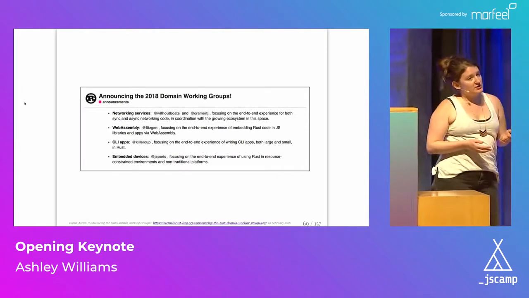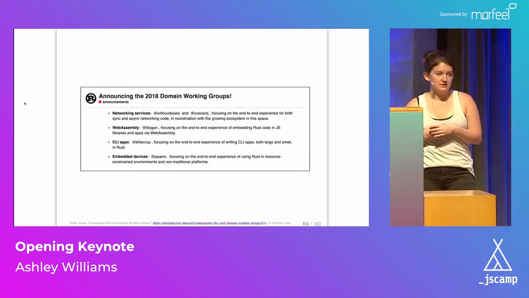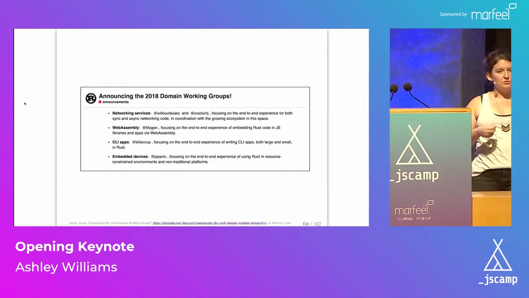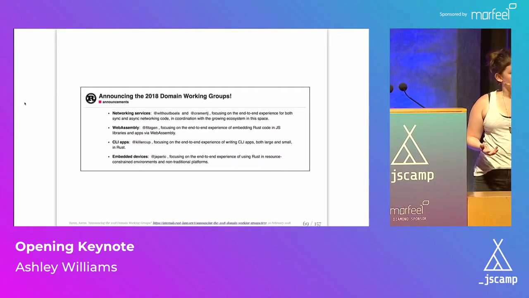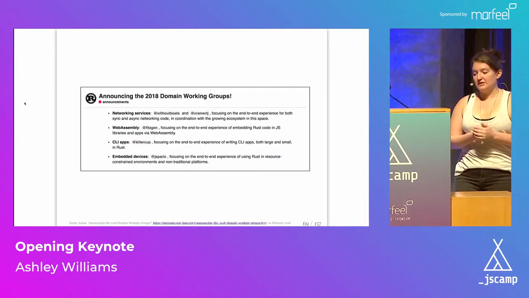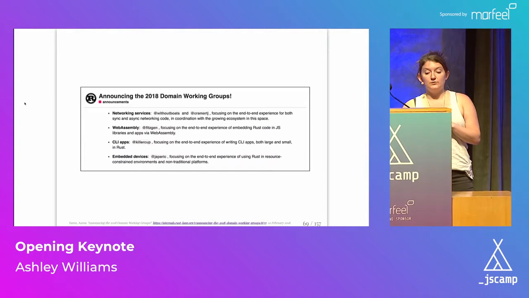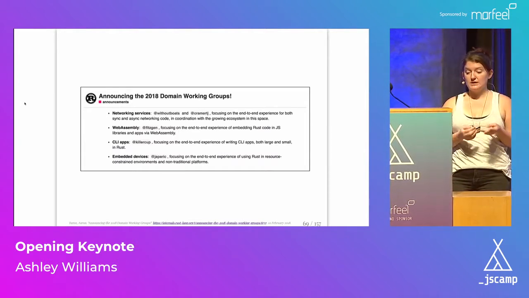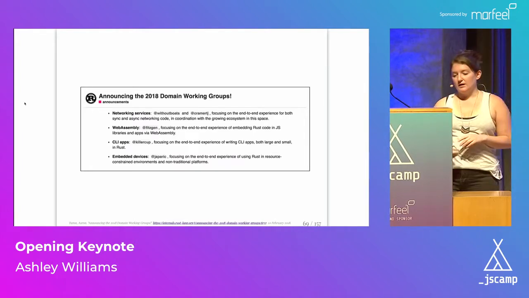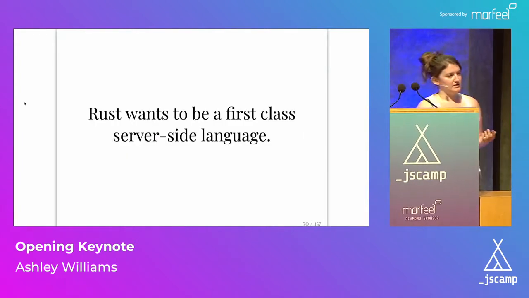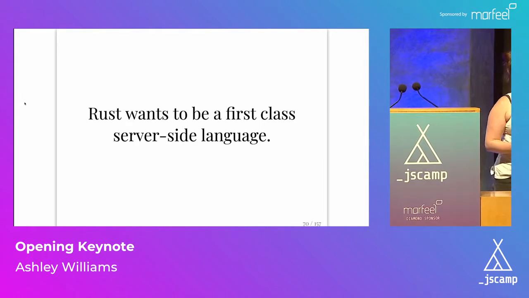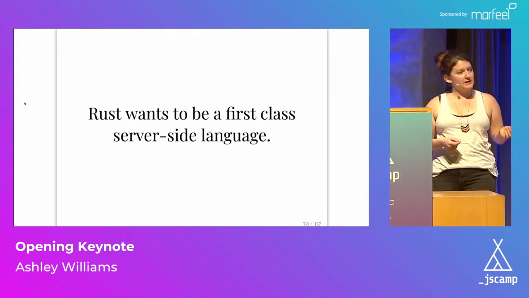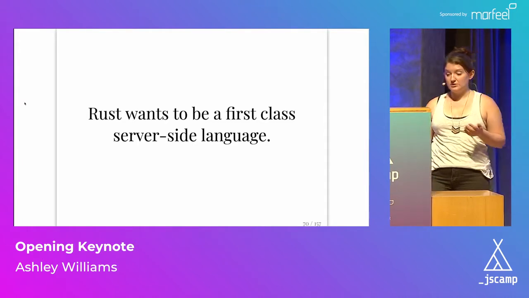Now, at the beginning of this year, we decided to start these things called domain working groups in Rust, because a lot of people ask, well, what can I make in Rust? And it turns out a lot of people aren't sure. And so we decided that we wanted to focus on networking services, WebAssembly, CLI tools, and embedded devices. And this is very interesting because Rust wants to be a first-class server-side language. And this is why looking at it alongside Node.js is very interesting.